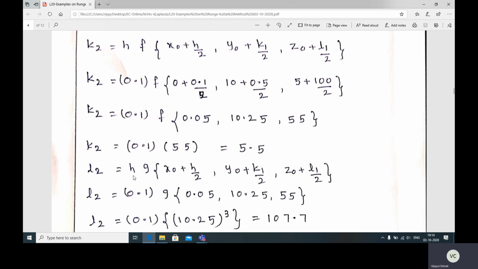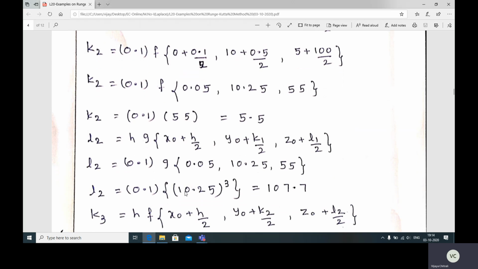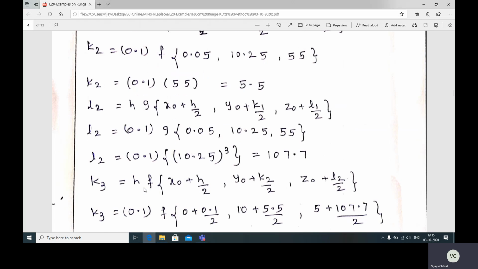Now L2 is equal to h into g of x naught plus h by 2, y naught plus k1 by 2, z naught plus l1 by 2. So already we have calculated this while finding k2. So here we'll get x naught plus h by 2 as 0.05, y naught plus k1 by 2 as 10.25 and z naught plus l1 by 2 as 55. Now g of x, y, z is y cube. So y is here 10.25. So 10.25 raised to 3 into 0.1. So L2 is equal to 107.7. So this is L2.